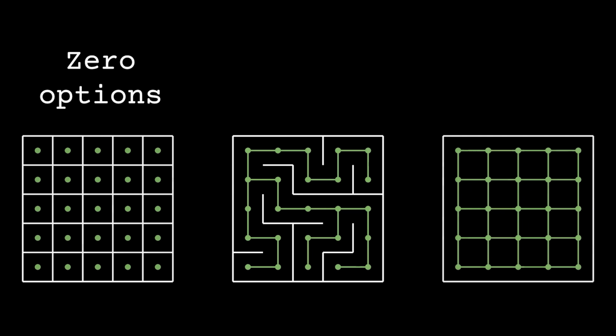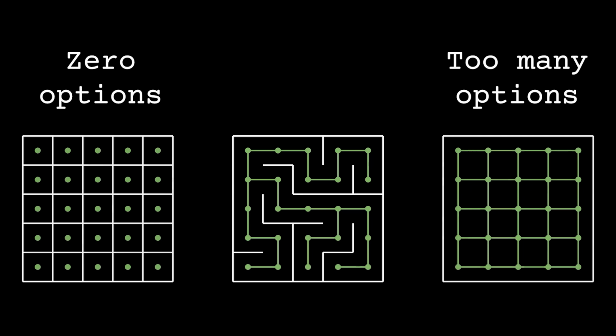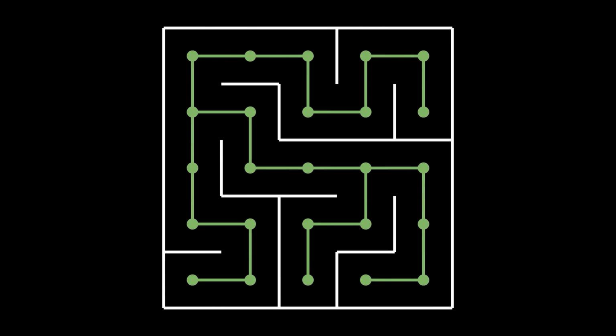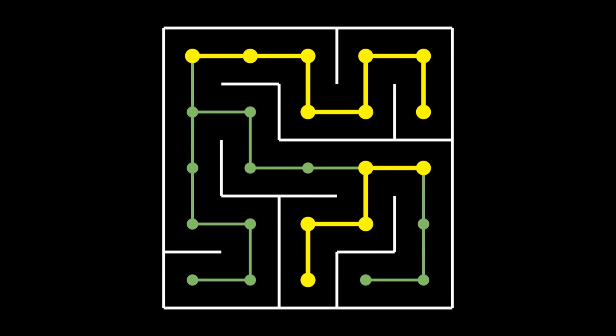You don't want to have zero options, but you also don't want to have too many. So how many options are in a typical maze, like in a newspaper? If you test it out, you'll probably find that there's always one option to get from any point to any other point. Not zero options, not two options, always one. That's the magic rule that makes it fun.